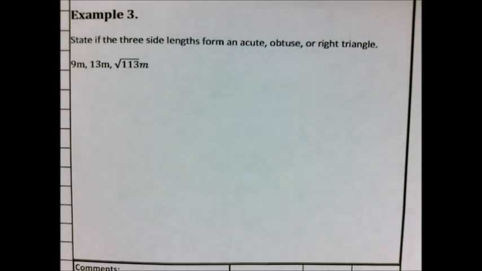Alright, last example, we need to state if the 3 side lengths form an acute, obtuse, or right triangle again, except this time we're not given a picture, we're just given three terms. So we have 9 meters, 13 meters, and the square root of 113 meters. And we need to remember, use the longest side. We don't know exactly what the square root of 113 is, but we do know that the square root of 100 is 10 and the square root of 121 is 11, which means that the square root of 113 has to be the second largest side.